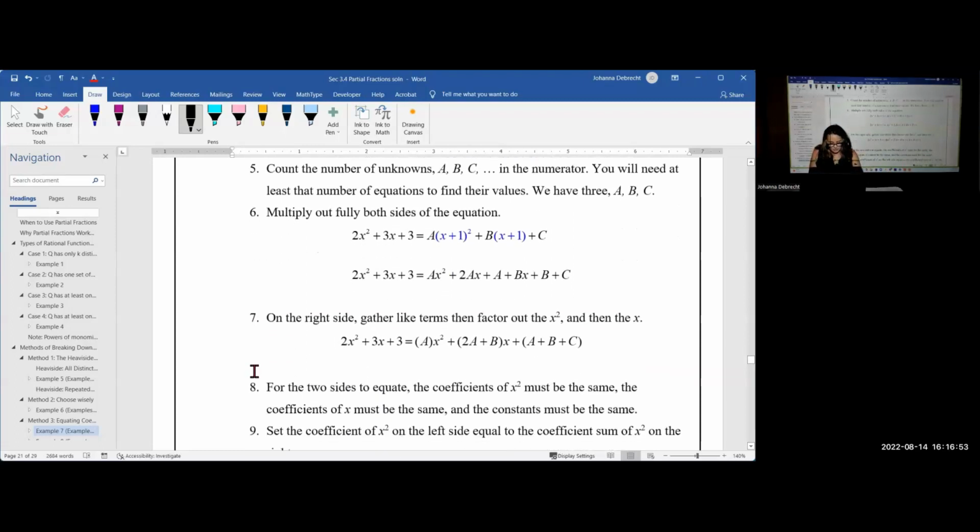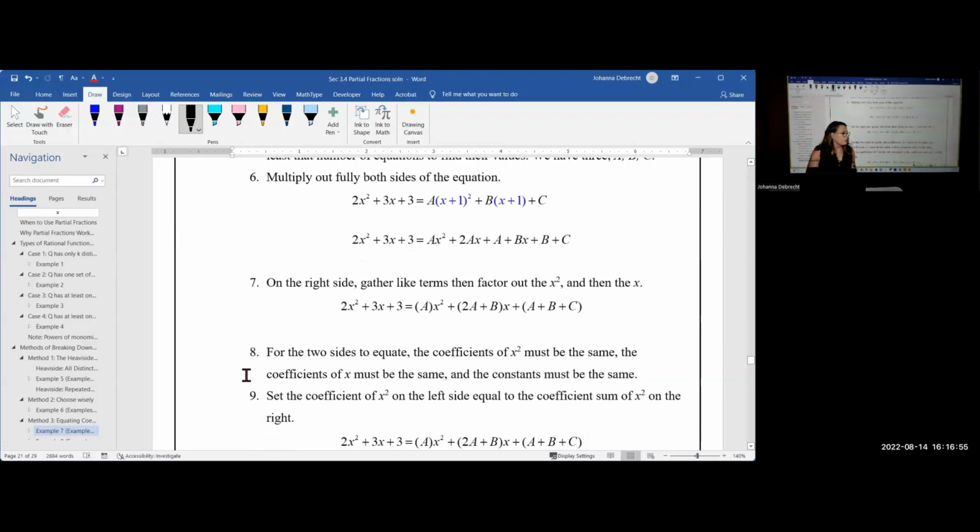The next thing we want to do is gather the like terms. So everything that has an x squared on it gets written together with the x squared factored out. There was only one. And then everything that has an x in it gets written together with the x factored out. We had a 2ax and a plus bx. So we get a 2a plus b quantity times x. Everything else becomes part of the constant, the coefficient at the end.